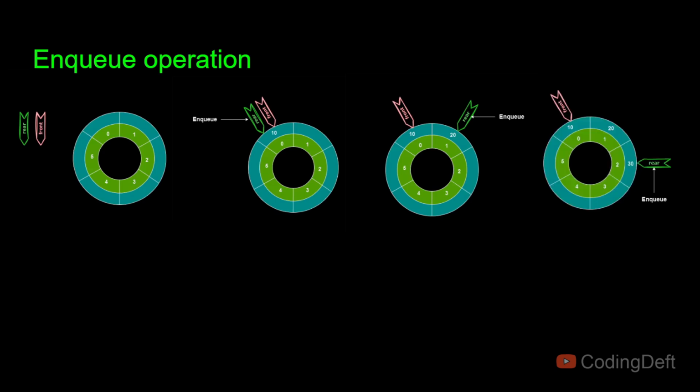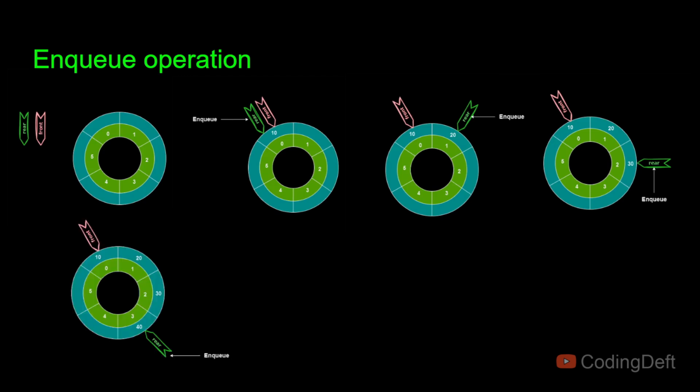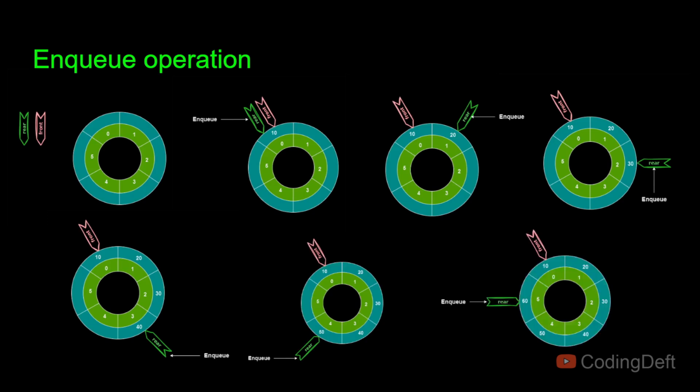Next we will increment rear and enqueue 30. Next we will enqueue 40 at 3, and next we will enqueue 50 at 4, and finally we will enqueue 60 at 5. Now the queue is full, we cannot enqueue further. If you enqueue further, it will override the existing items in the queue. So the next operation we need to do before enqueuing is dequeuing.